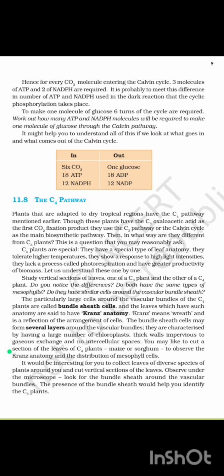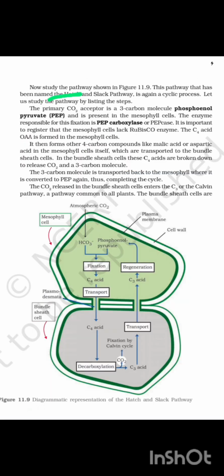You may like to cut a section of the leaves of a C4 plant, maize or sorghum, to observe the Kranz anatomy and the distribution of the mesophyll cells. It would be interesting for you to collect leaves of diverse species of plants around you and cut vertical sections of the leaves. Observe under the microscope. Look for the bundle sheath around the vascular bundle. The presence of the bundle sheath would help you to identify the C4 pathway. Now study the pathway shown in figure 11.9.